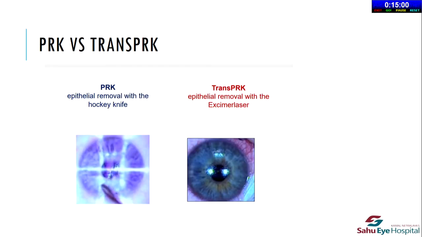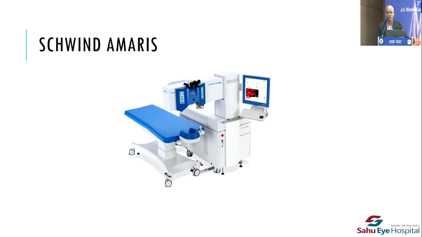Now, the previous speakers have clearly explained that the difference between PRK and trans-PRK is that in PRK the epithelium is removed mechanically, whereas in trans-PRK the laser removes the epithelium. My experience is limited to using the Schwind Amaris, which we have at our center, and I can say that the advent of this machine has revolutionized the surface ablation procedure.